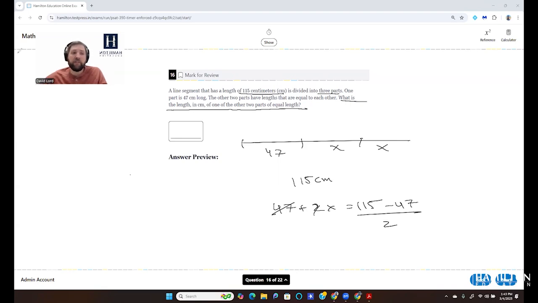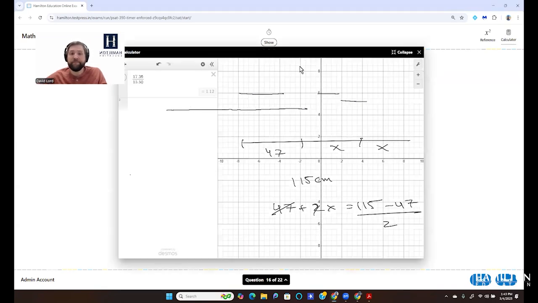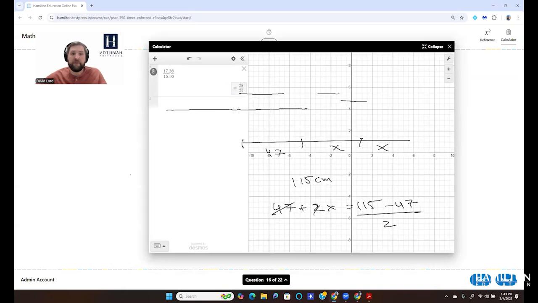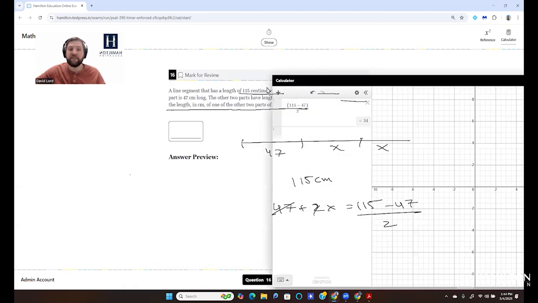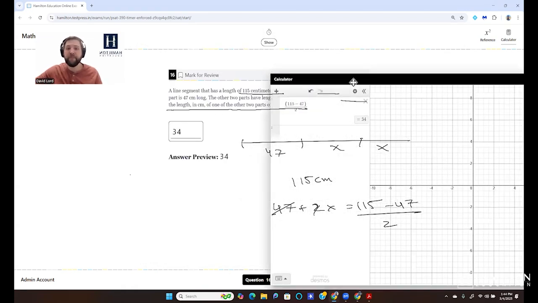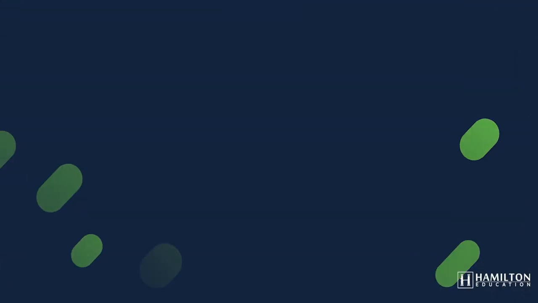So going on to Desmos to show you the math. I'm going to press the fraction button. Perfect. 115 minus 47. And then if I press divide by 2 like that, you notice it only divides the last one. So it's important whenever you're dividing, you make sure to put parentheses around the numerator. That way it divides the whole thing. So we get 34 is our answer. And that is the correct answer.